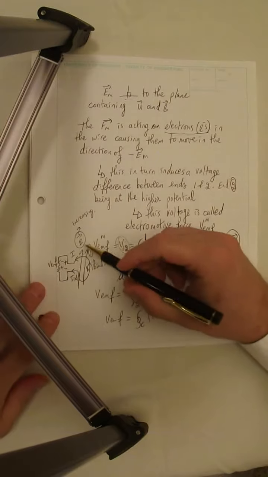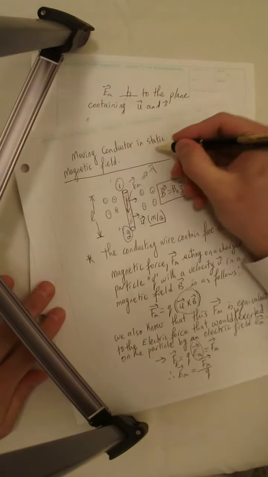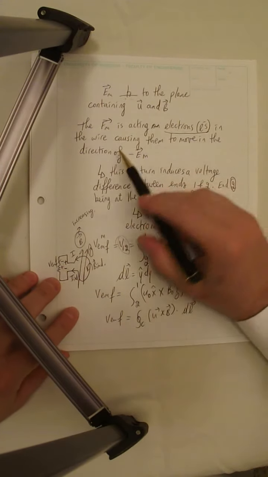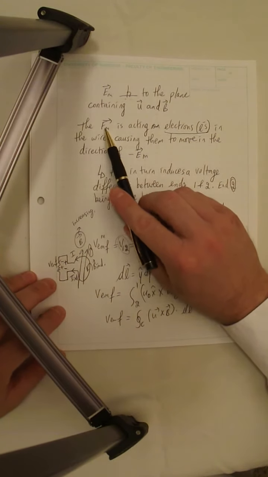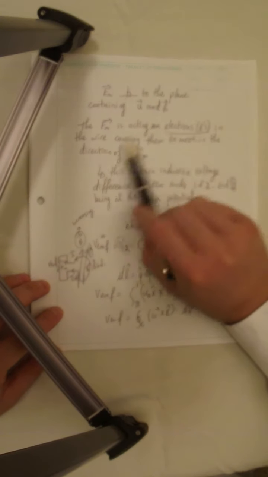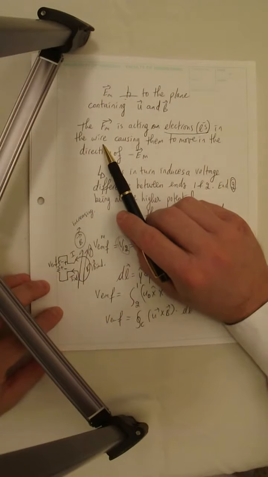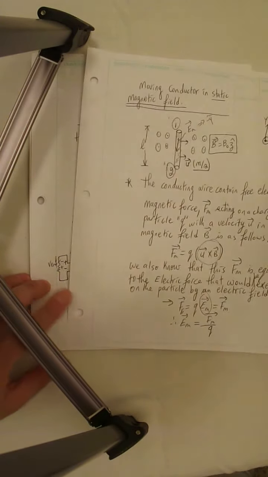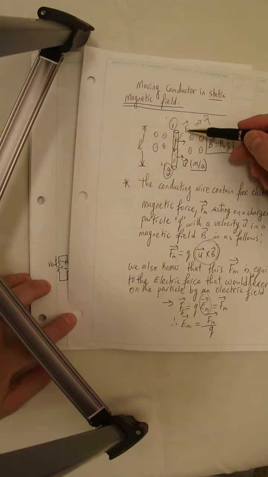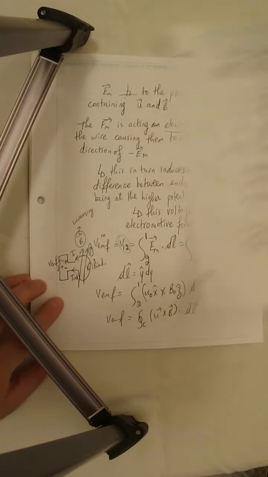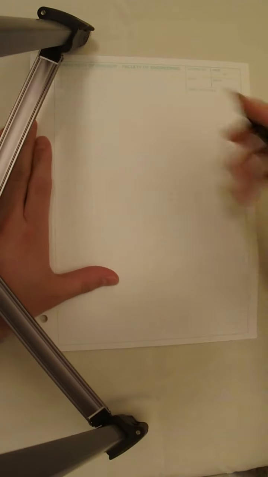However, now that we're talking about static magnetic fields rather than changing magnetic fields, I usually talk about the fact that the magnetic force acts on these electrons in such a way that it causes them to move in the direction opposite of the motional electric field. Let me bring an example to make things clear.